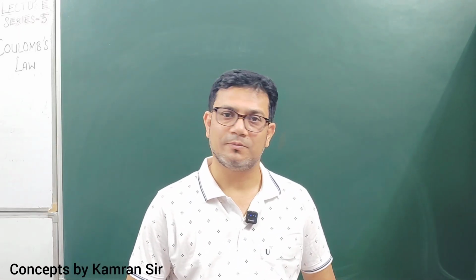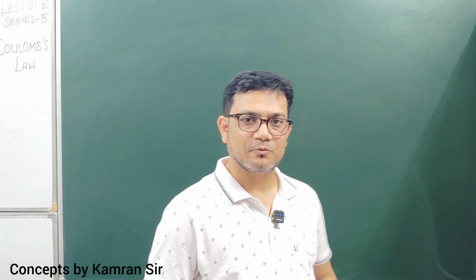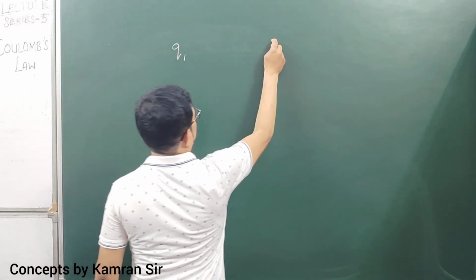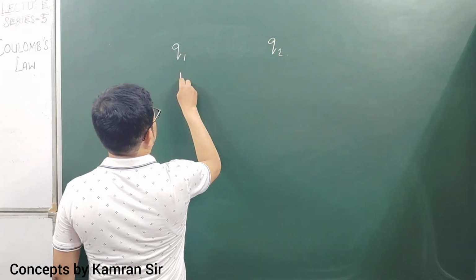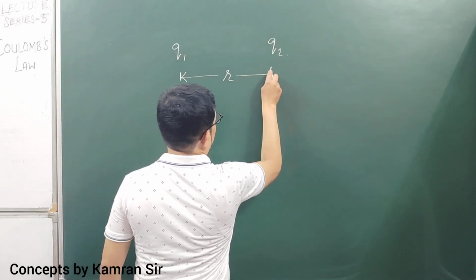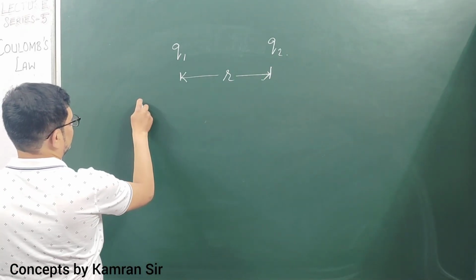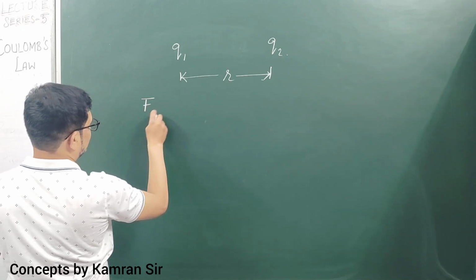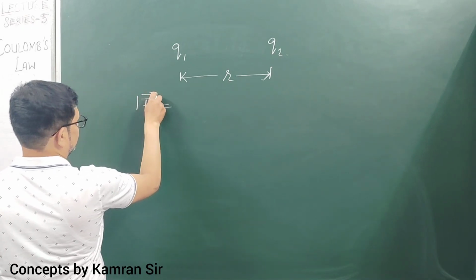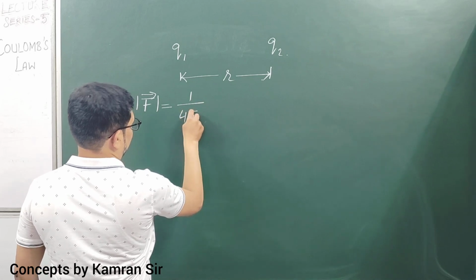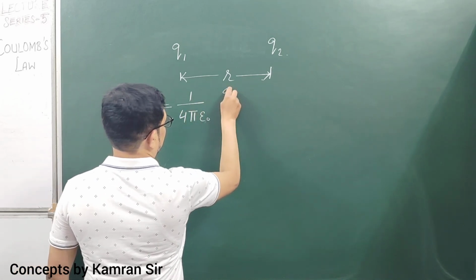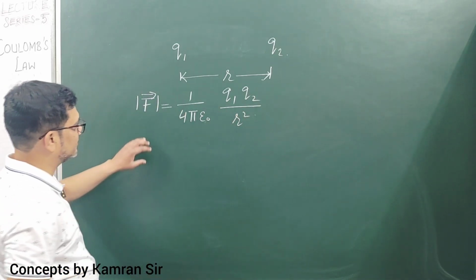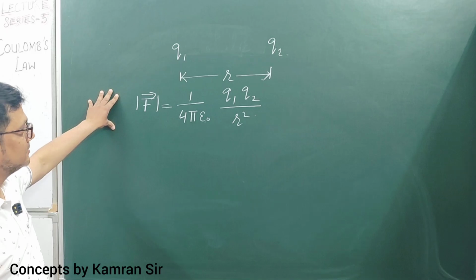In today's class, we'll study more about Coulomb's law. Just to recap what we studied in the last class: suppose Q1 and Q2 are two charges, and the separation between the two charges is R. From Coulomb's law, we came to know that there exists a force, the electrostatic force or Coulomb's force, and the magnitude of this force is 1 over 4 pi epsilon naught Q1 Q2 over R squared. So this is the magnitude of the force that exists.